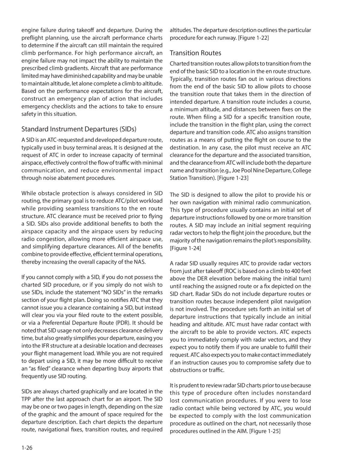When filing a SID for a specific transition route, include the transition in the flight plan, using the correct departure and transition code. ATC also assigns transition routes as a means of putting the flight on course to the destination. In any case, the pilot must receive an ATC clearance for the departure and the associated transition, and the clearance from ATC will include both the departure name and transition, for example, Joe Pool 9 Departure, College Station Transition.